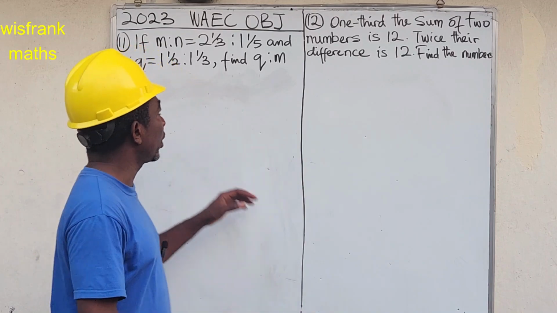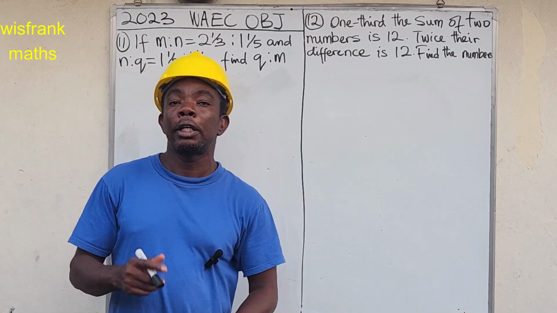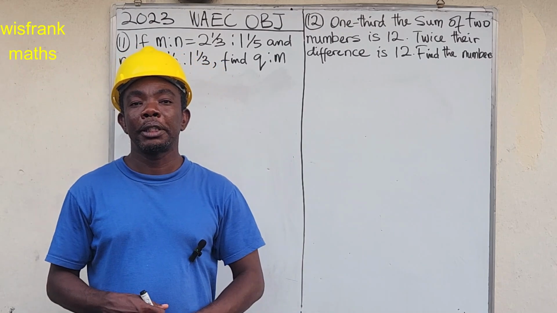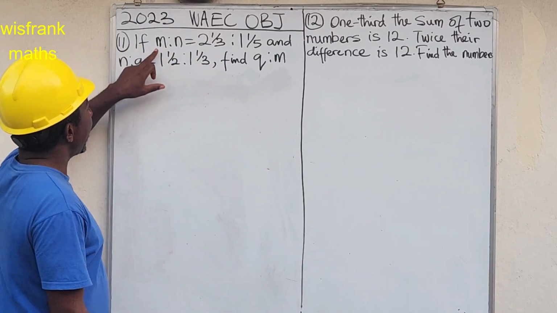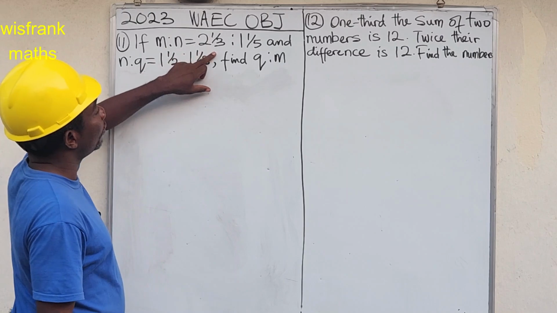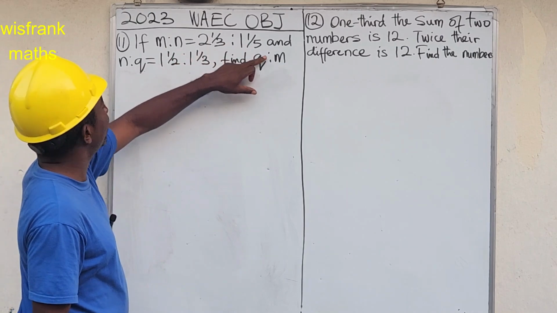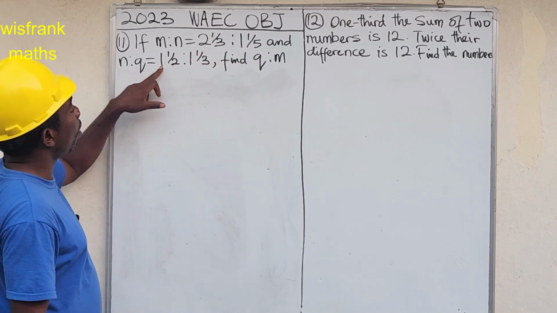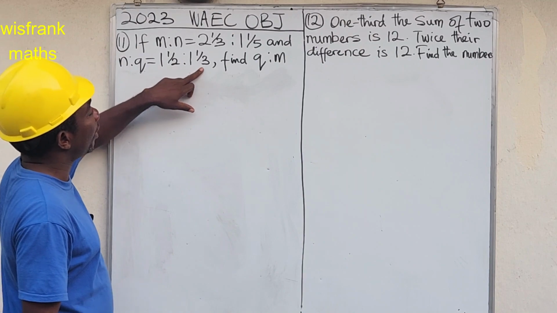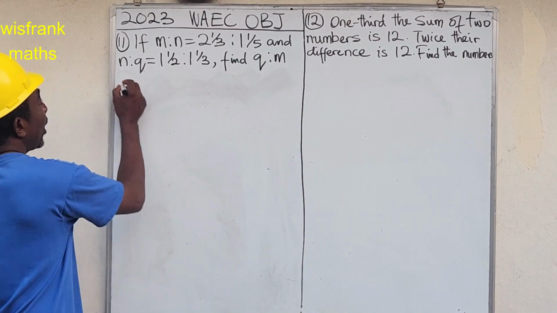Today we are looking at question number 11 from the 2023 June WASSCE core mathematics examination, and it says: if m is to n equals 2 1/3 is to 1 1/5, and n is to q equals 1 1/2 is to 1 1/3, find q is to m. So we have the solution.